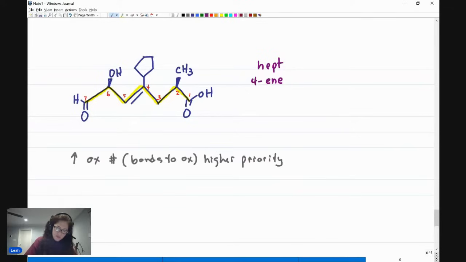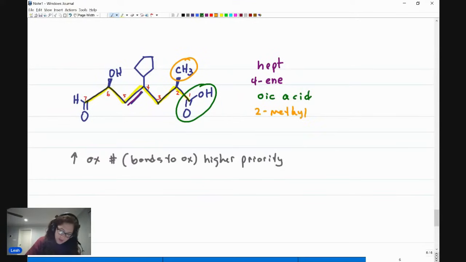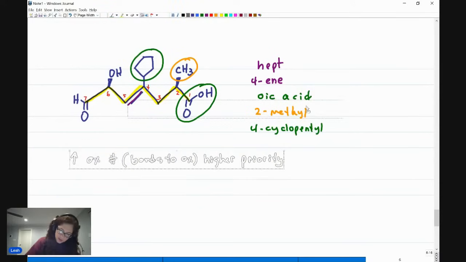So we have hept 4-ene, and I want to mark that I got the pi bond. Now I'm just going to work my way across and mark each one. Carboxylic acid is my highest priority. That means the molecule is going to end in the name oic acid. Then we're going to take our substituents one at a time and make sure we don't forget stereochemistry. I have a methyl on carbon 2. That's 2-methyl. I have a cyclopentyl, because it's a ring, on carbon 4. Let's move this tip out of the way.